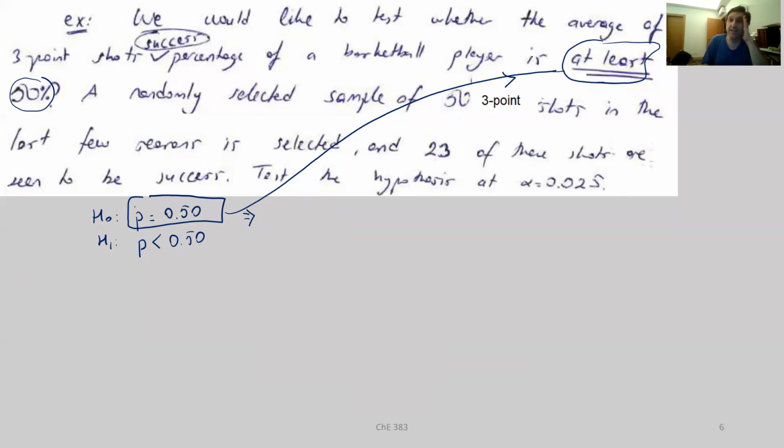On the other hand, when we use the "at least" statement, logically it means we also include 0.50, and including a specific value means that the parameter may be equal to that value. Therefore, equality should be in the null hypothesis. So the alternative hypothesis turns out to be the probability or the proportion being less than 0.50.